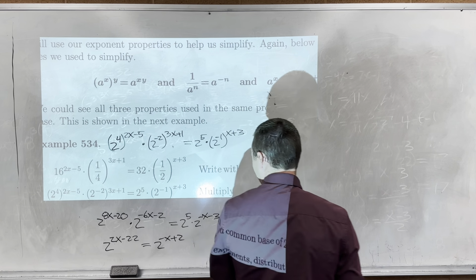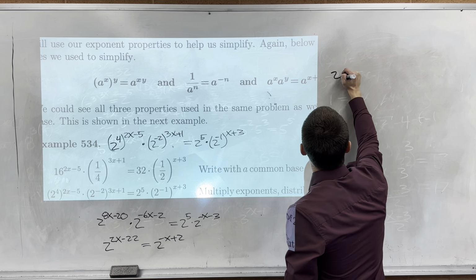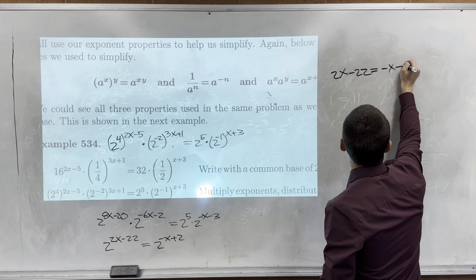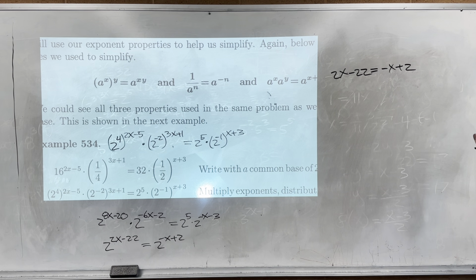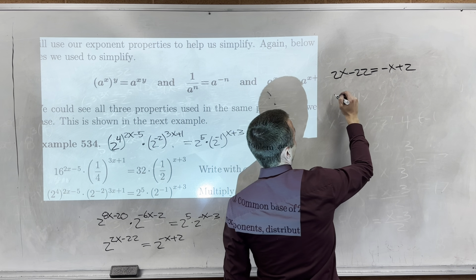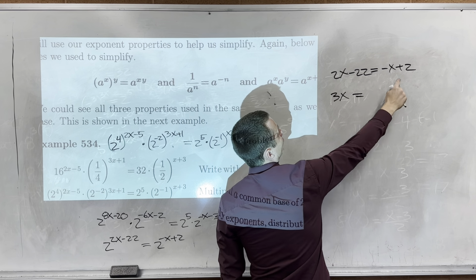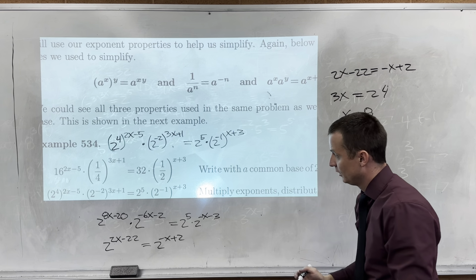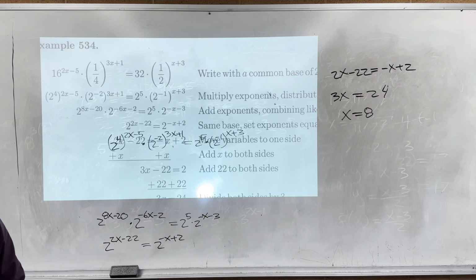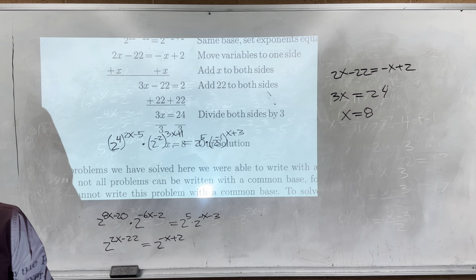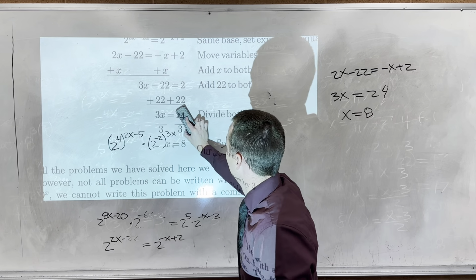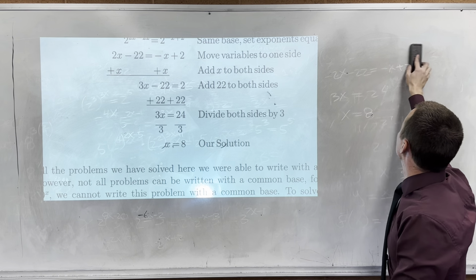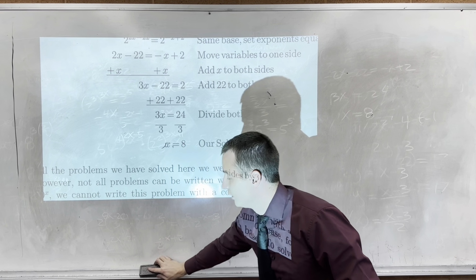Now that we've got all that, we're left with 2x minus 22 has to equal negative x plus 2. All my x's on the left, constants on the right. So add x to both sides, and we're left with 3x is equal to, add 22 to both sides, 24. Divide both sides by 3, and we get x equals 8. And there's our solution. So there we go. It worked, and that is our last section of the day.